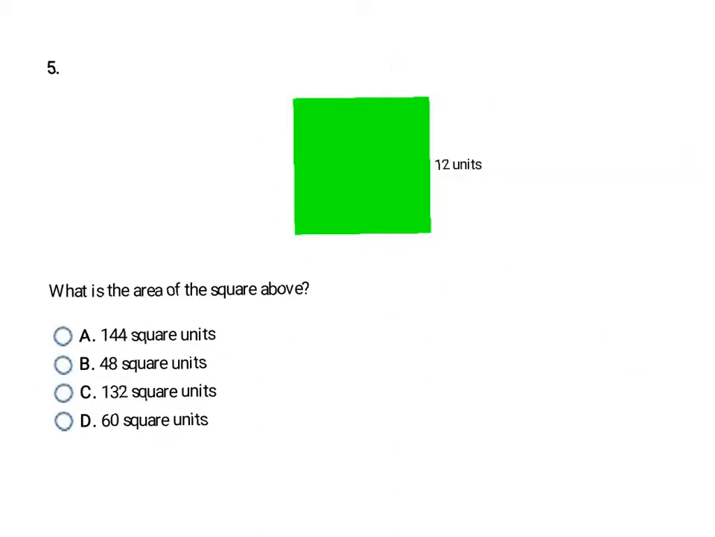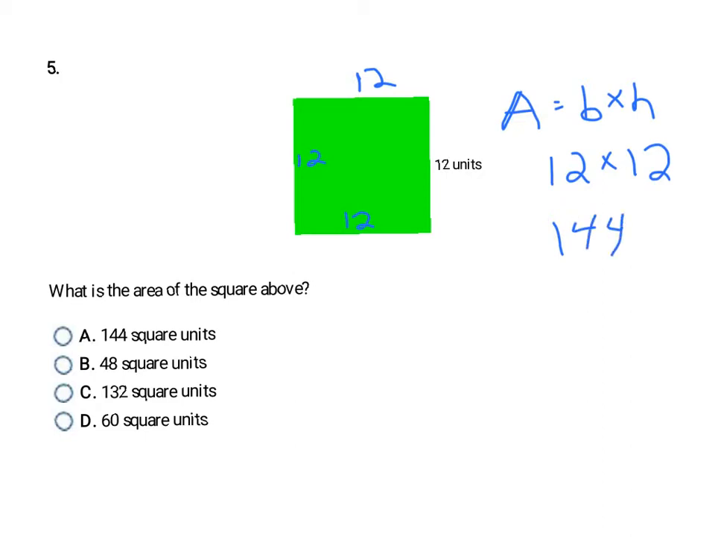What is the area of the square above? Well, it's a square, so I know if one side is 12, then all of my sides are 12. And to find the area of a square, I just take the base times the height, which here is the same number, 12 times 12, and 12 times 12 is 144. So that's going to take up 144 square units for its area.